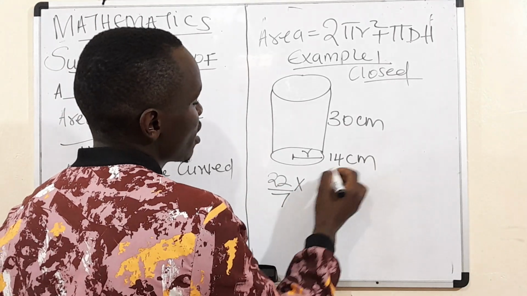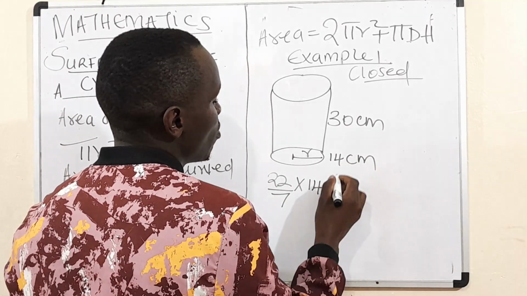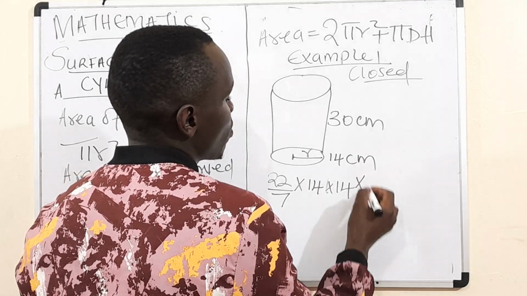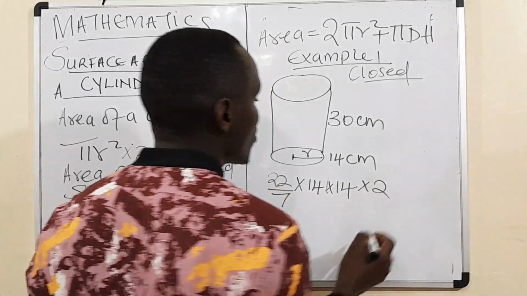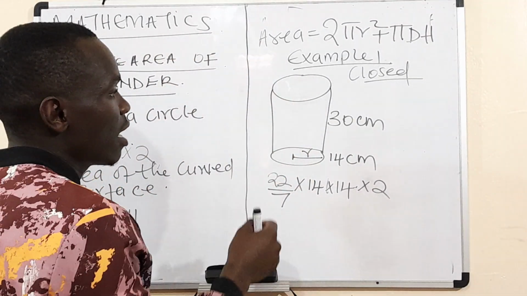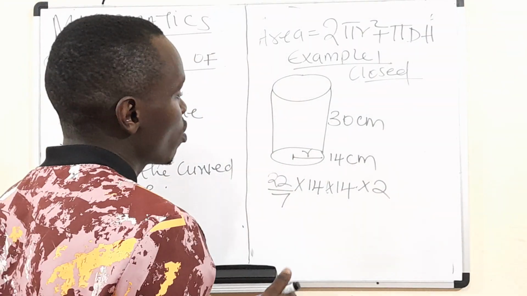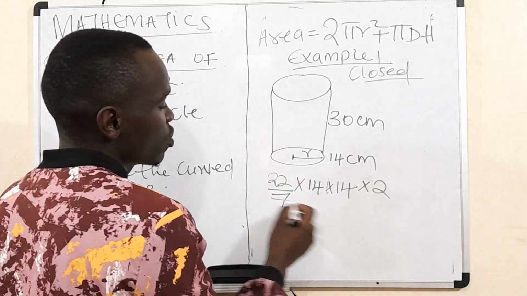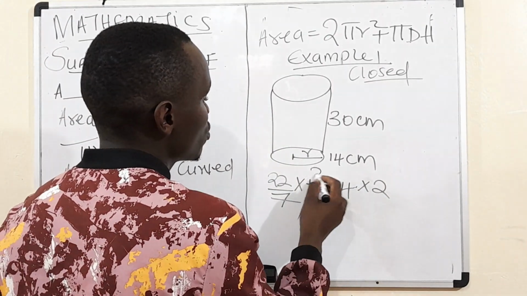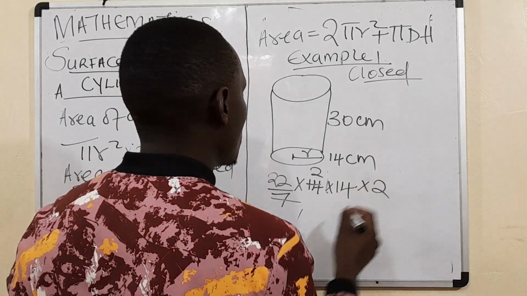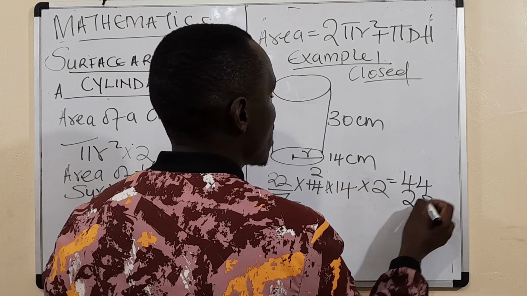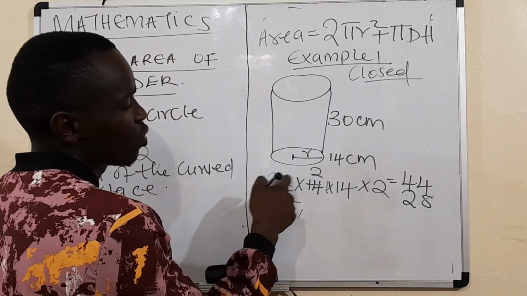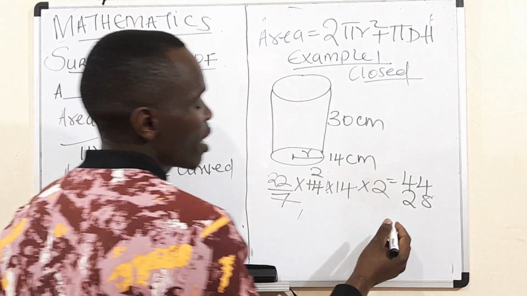given by the radius, which is 14 multiplied by 14, that is pi r squared, multiplied by 2 because we are talking about the top circle and the bottom circle, or the top face and the bottom face. So we divide by 7, which is going to give us 2 here. So in this case, we are talking about 44 multiplied by 28. 22 times 2 is 44, multiplied by 28.